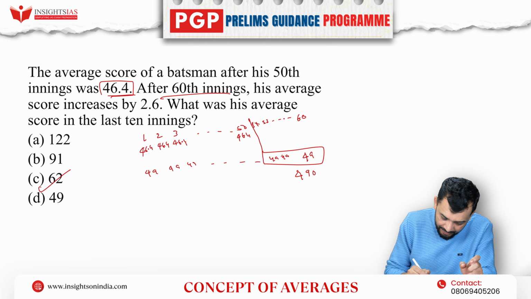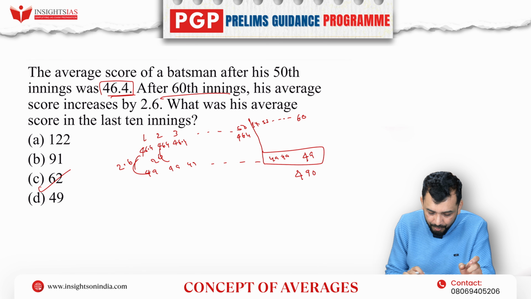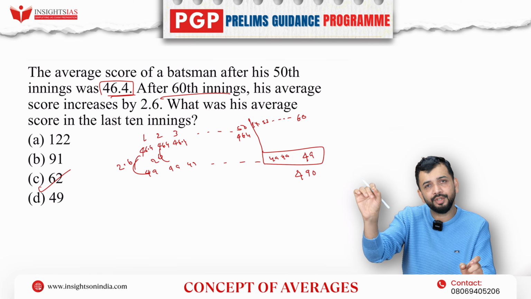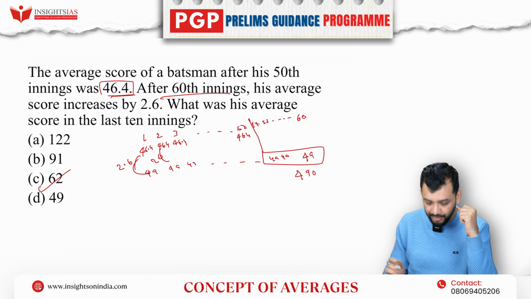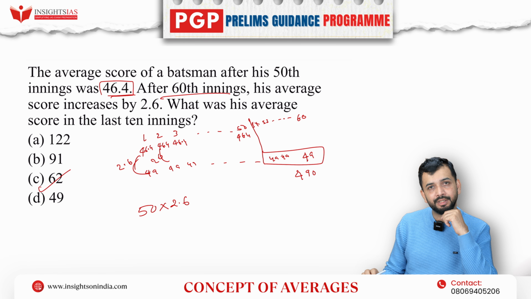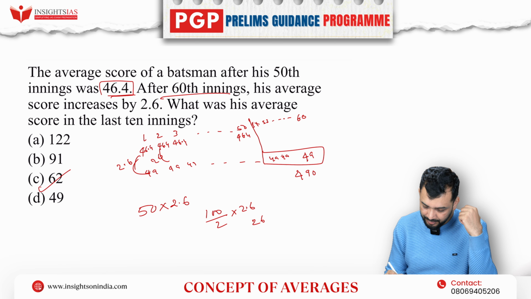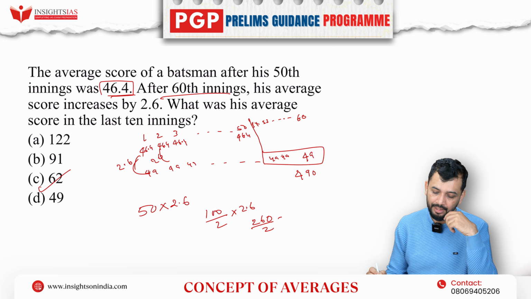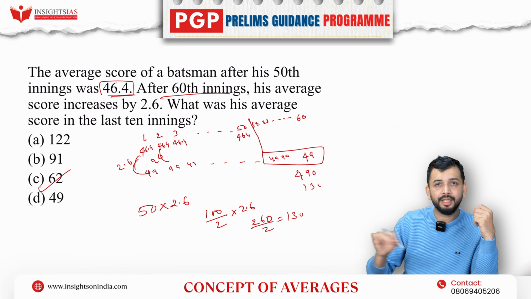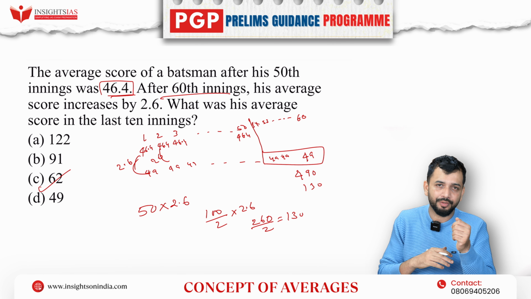Now if you look at it, how much extra has he scored? He has scored 2.6. He has not only scored this 490, for previous innings also he has given 2.6, 2.6, 2.6. Like that, for how many innings has he given? For 50 previous innings. For each innings he has given 2.6 extra. So that will be, again as I told you, 100 into 2.6 divided by... that is 260 divided by 2, that is 130. So 130 extra he has given for the previous 50 innings, because it was 46.4.